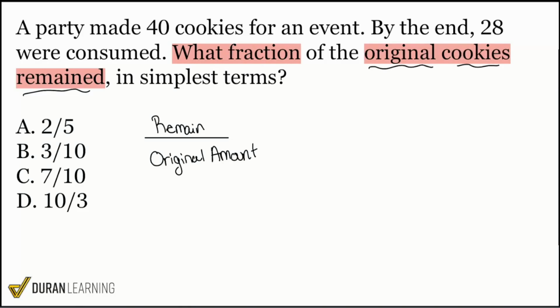So to get that done, my party people, here's what we're going to do. We're going to read through the context. We're going to read through the story to get what the original amount was. And that's going to be right here. A party made 40 cookies for an event. There we are. Boom. So we know what that original amount is going to be. It's going to be 40.